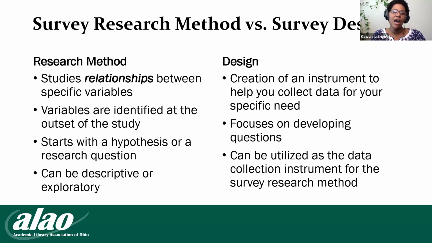So if you're interested in how the time you start college, age-wise, impacts how quickly you finish school, that's something you can actually complete a survey study of. You always identify your variables before you get started, so you know what you're looking for. You will usually have a research question and a hypothesis, and if you're really good, you'll have both. And it could be something descriptive, where you're just trying to describe what you see, or something exploratory, where you're trying to figure out what's going on.